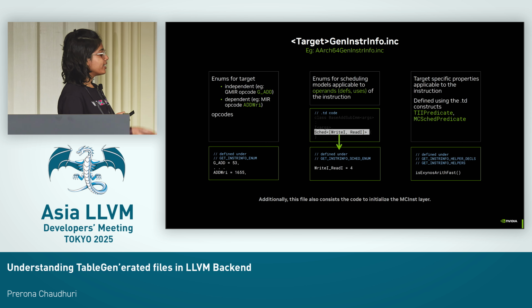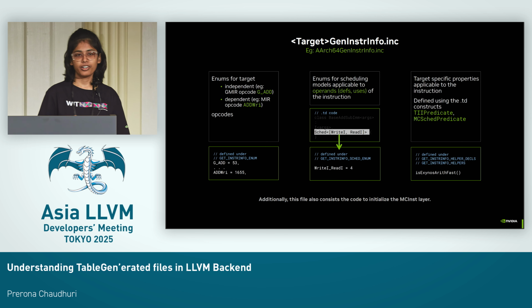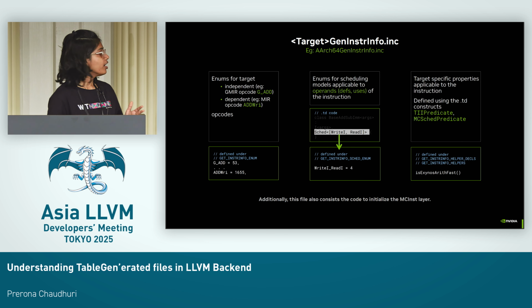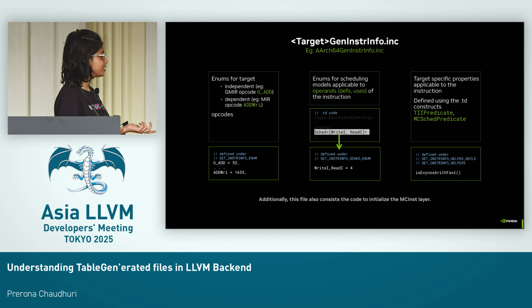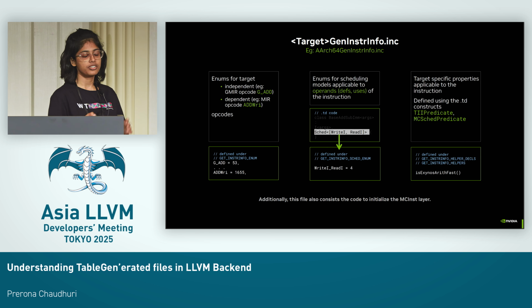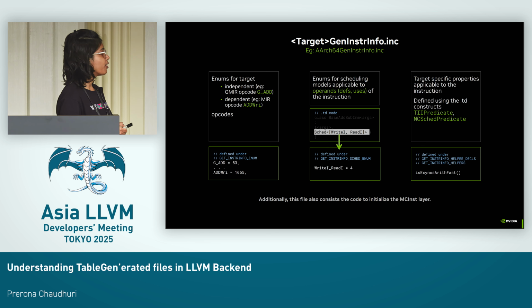I would like to highlight that all of the examples that I'm covering here are related to add WRI. Additionally, one last thing I could share is this file also consists of the code to initialize your MC inst layer.